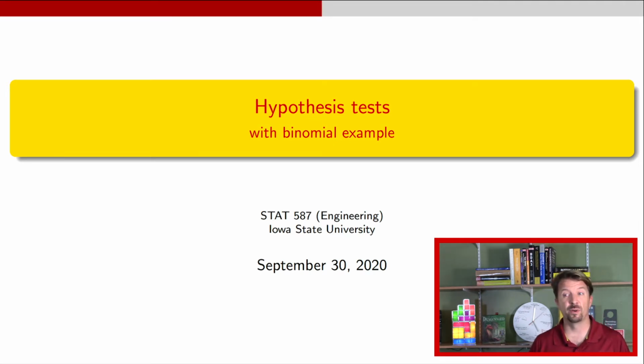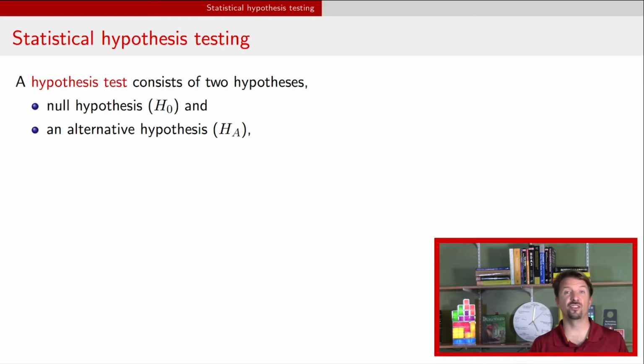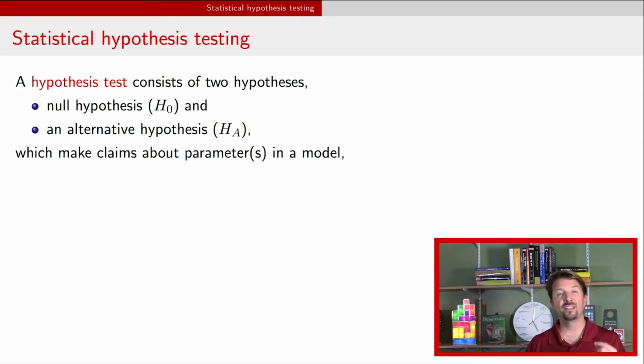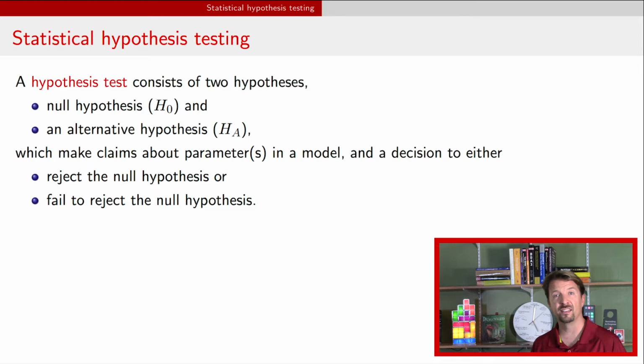In this video today, we'll talk about the general construction of hypothesis tests, and we'll use a binomial example throughout. A hypothesis test has two hypotheses. One is called the null hypothesis, and the other is called the alternative hypothesis. I've already had a whole video on hypotheses and specifically the null and alternative, so that'll be linked up here somewhere. But basically, these are models and statements about parameters in those models. And the goal of a hypothesis test is to make a decision. The decision is either going to be to reject the null hypothesis or to fail to reject the null hypothesis. And we'll talk toward the end about what that actually means.